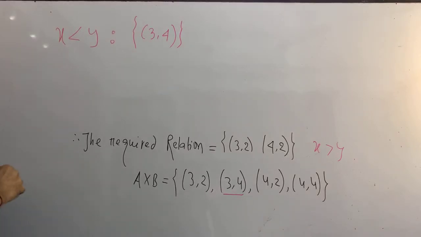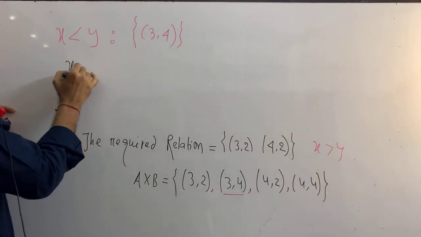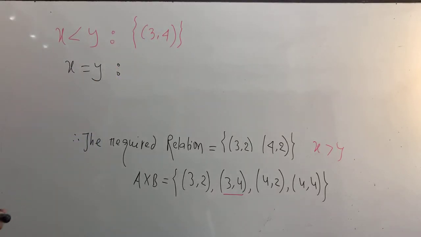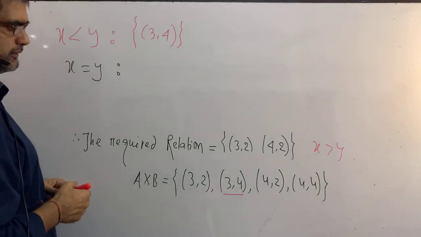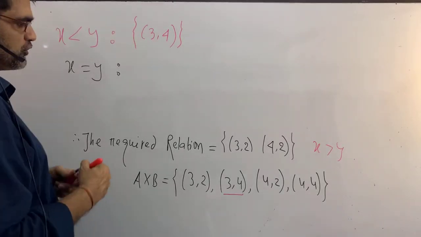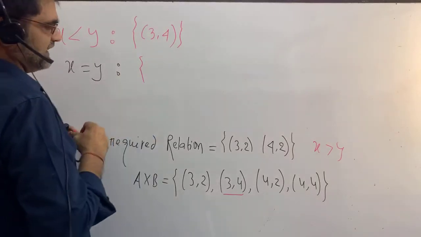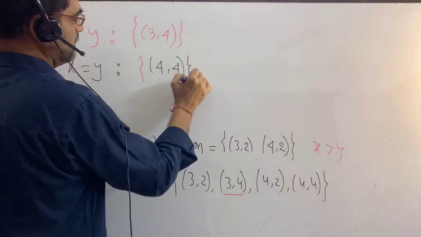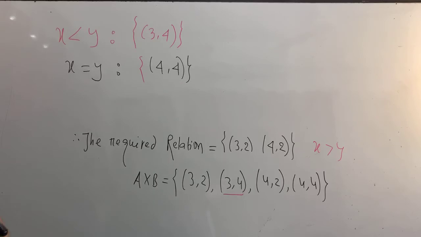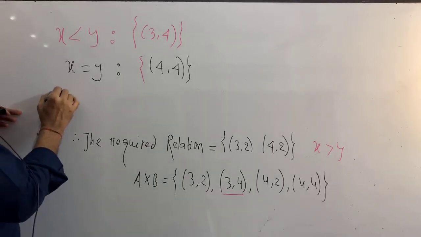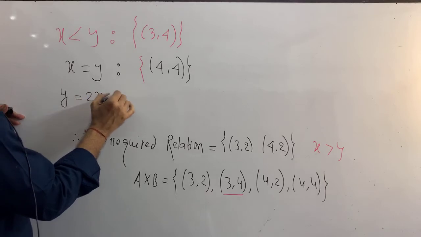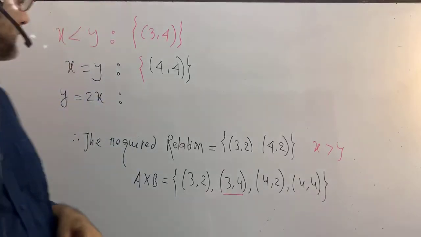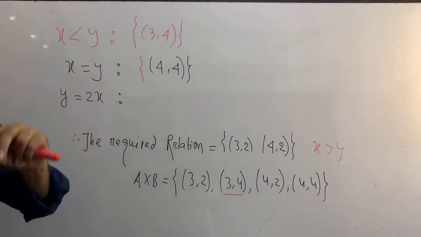If the math is given like this, x equals to y, then what should be the answer? X equals to y. Can you please tell me? That is 4 comma 4. They are equal, 4 comma 4. Okay, if it is told that y equals to 2x, now I want this answer from you. It is told y equals to 2x, then what should be the answer?